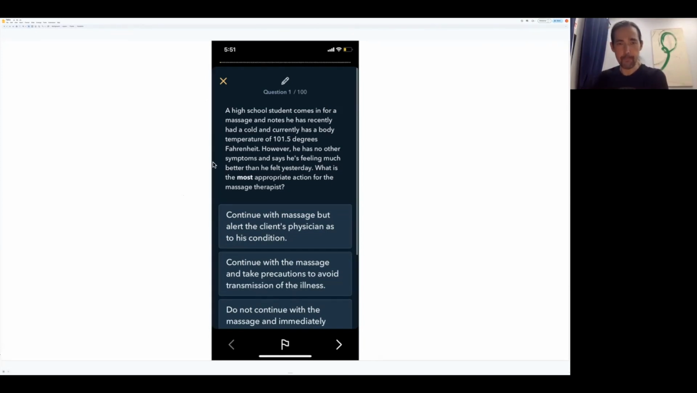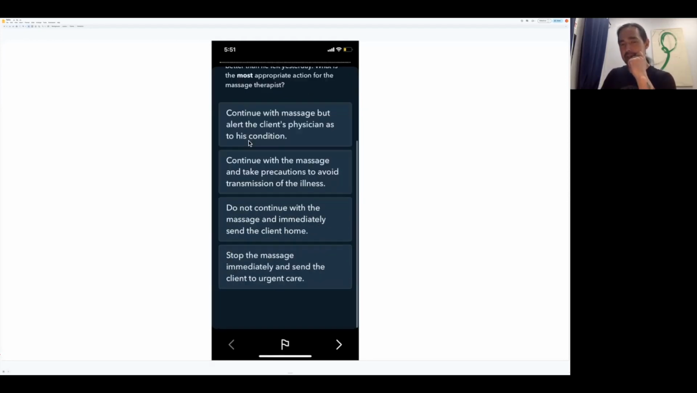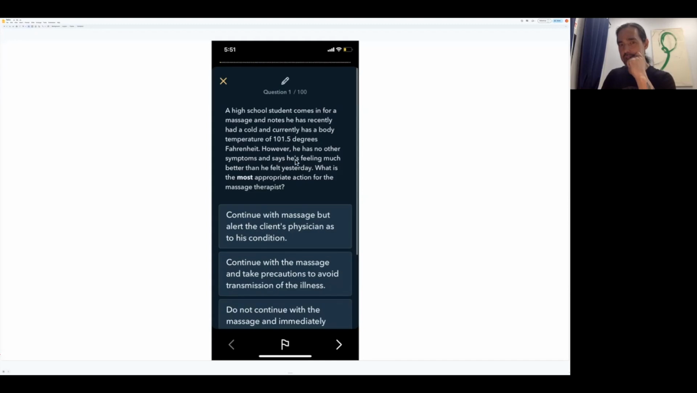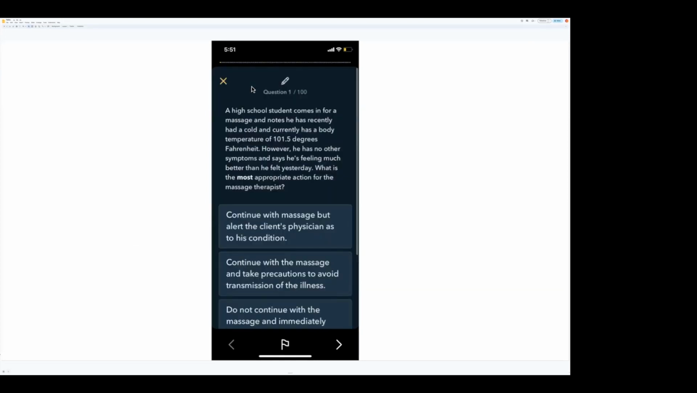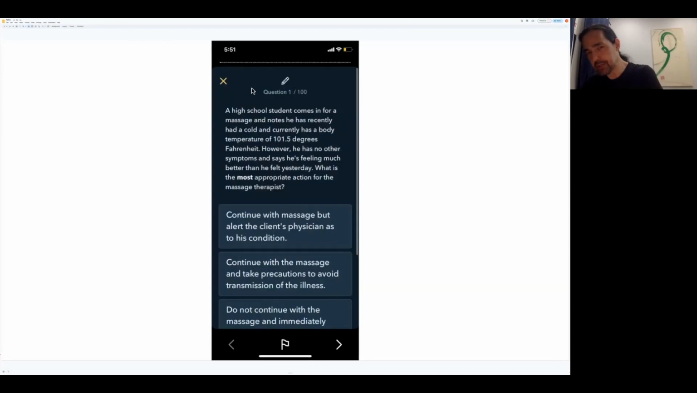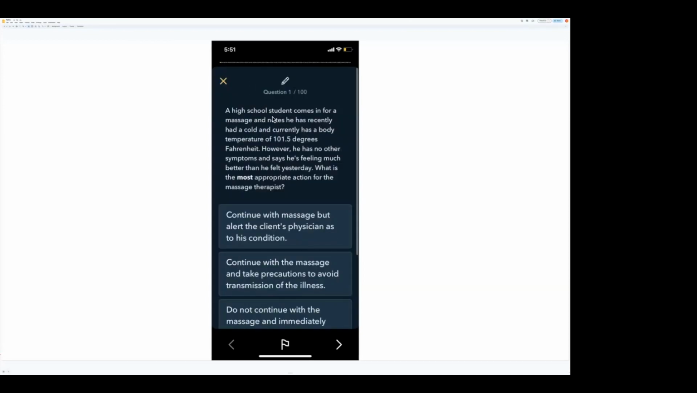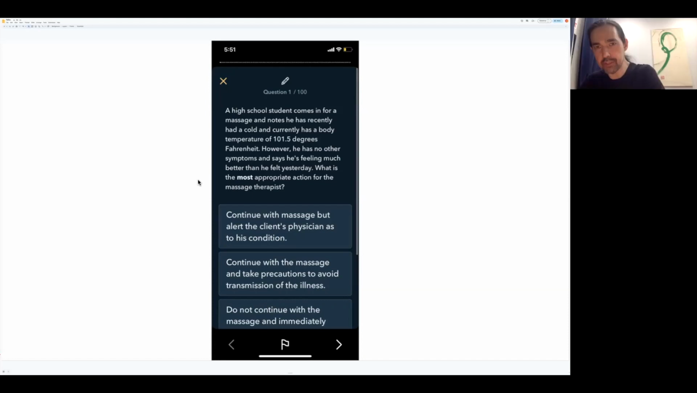Very little. Continue with the massage, but alert the client's physician as to his condition. Continue with the massage and take precautions to avoid transmission of the illness. Do not continue with the massage immediately. Send the client home. Stop the massage immediately and send the client to urgent care. So what do you guys think? Cancel the massage, and send him home or send him to urgent care?